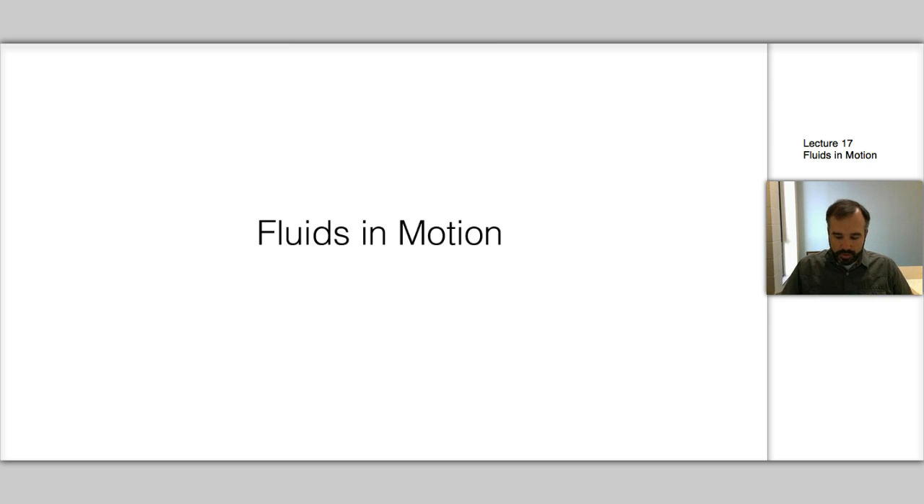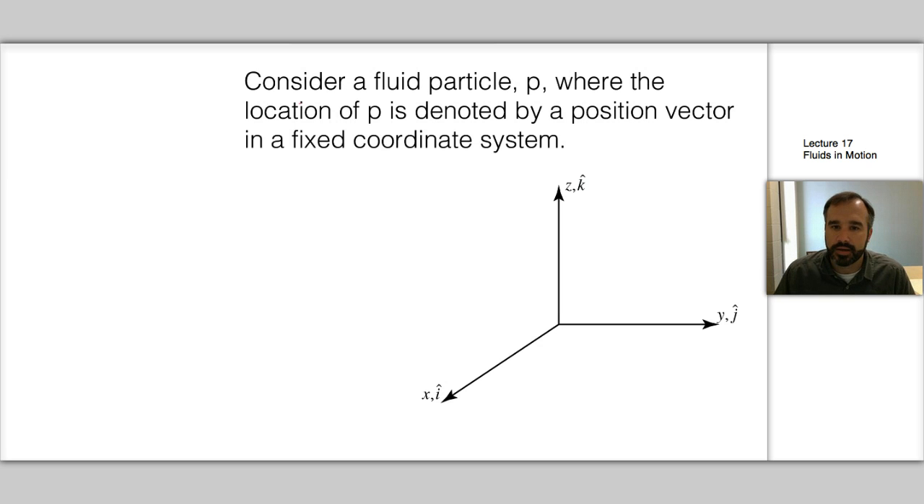So the first thing we want to do when we have a fluid in motion, in any sort of dynamics, is define a coordinate system and a reference time. Okay? So to explain that, I want to consider a fluid particle P, where the location of P is denoted by a position vector in a fixed coordinate system. And what I've done here is I have a three-dimensional Cartesian coordinate grid, where we have the x-axis pointing into and out of the board, the y-axis aligned with the board, and the z-axis vertical.